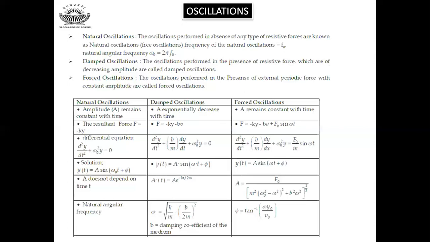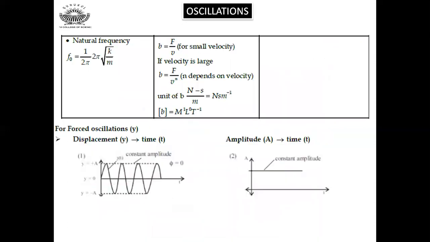Now the solutions are given to you. It does not depend upon time t. Here it will depend upon time t as exponentially varying. Next, you have F naught divided by the root of m square into omega naught square minus omega square, whole square, plus b square omega square. So when you have natural angular frequencies, omega and phi values are given to you. So this is how damped, forced and natural oscillations will be behaving. Next, for the natural frequencies, it is also mentioned here, you can go through it.